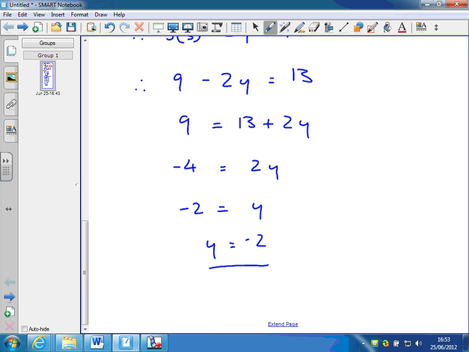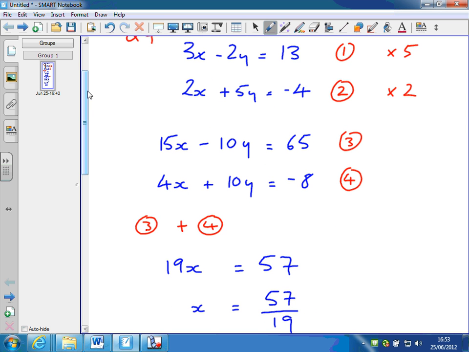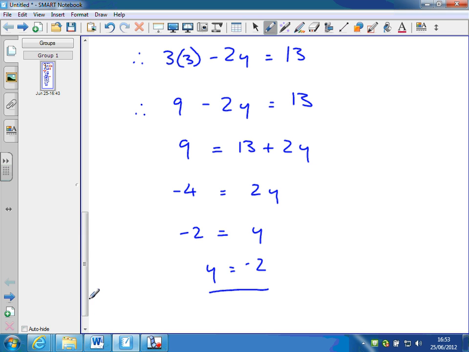Check finally by putting those numbers back into equation number 2, the second original equation, to check it works. What's 2 times x plus 5 times y? Does that give minus 4? And I think you'll find that it does.